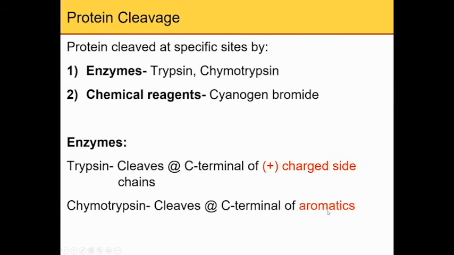So which amino acids have an aromatic ring? We have tyrosine, phenylalanine, and tryptophan. Okay, so these three are the aromatic amino acids. So chymotrypsin will cut the C terminal of tyrosine, phenylalanine, and tryptophan. And trypsin will cut at the C terminal of histidine, lysine, and arginine. And then the chemical reagent, cyanogen bromide, will cut at the junction where you find methionine.